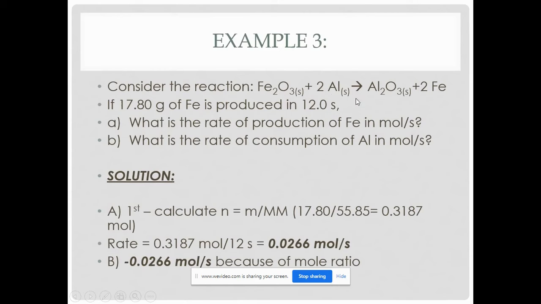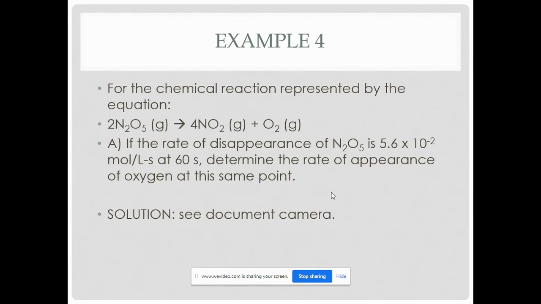If it wasn't a 1-to-1 ratio, we'd have to set up a mole ratio, which is going to be example number 4. So just a side note here, as you're listening to this lesson, it's really important to write down the solution separately as I'm talking, and just writing it down because I think it consolidates better as you're writing down the answer. Okay, example number 4.